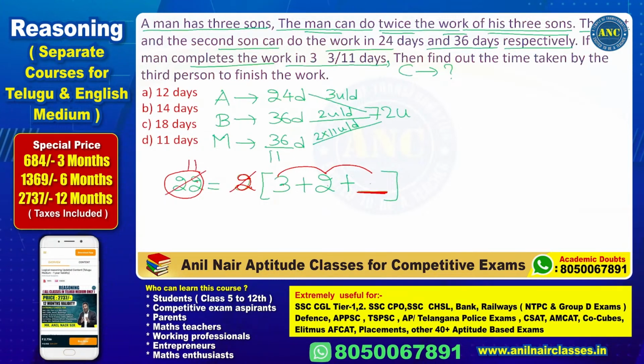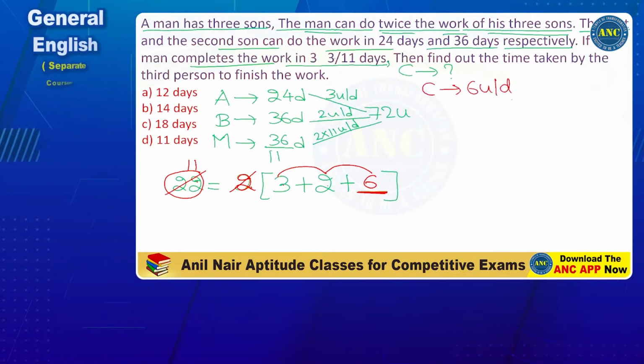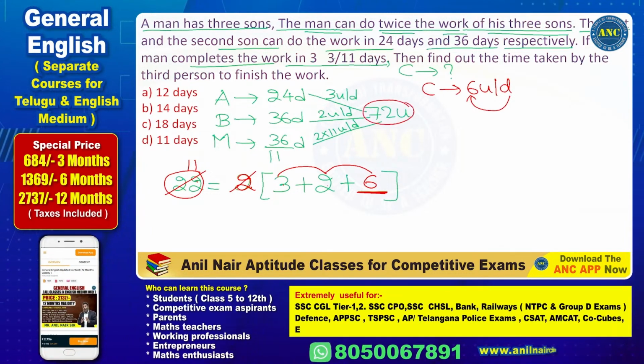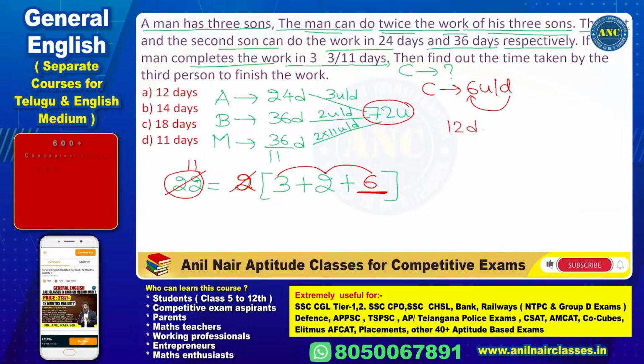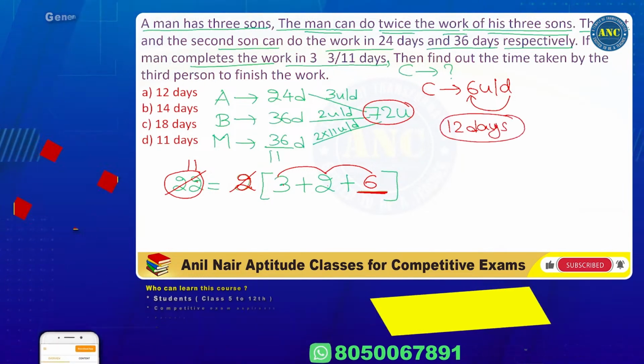So 3 plus 2 is 5, 5 plus 6 is 11. That means C's capacity is 6 units per day. In one day he can distribute 6 chocolates to complete 72 chocolates. 6 into 12 is 72. Answer for this question is 12 days.